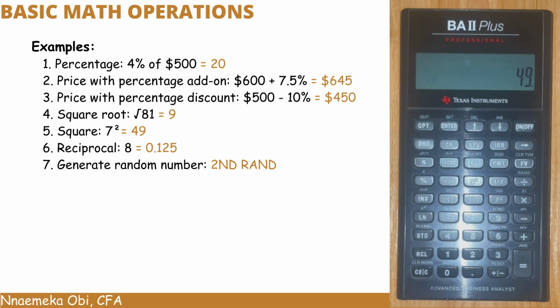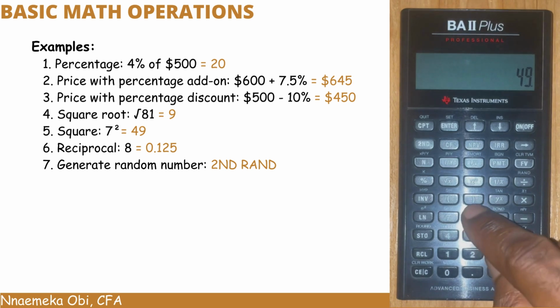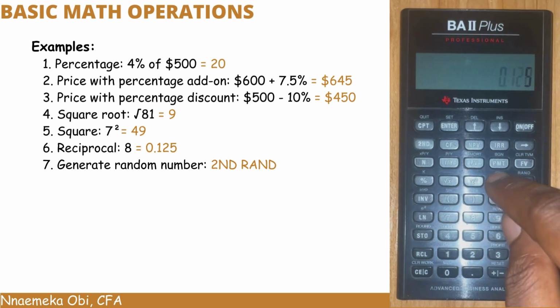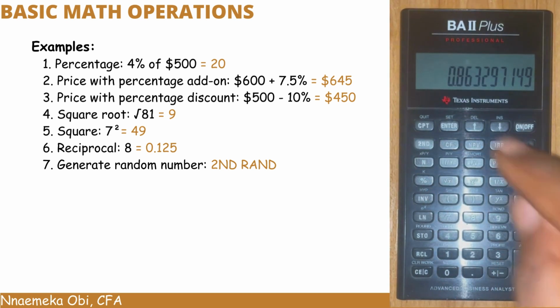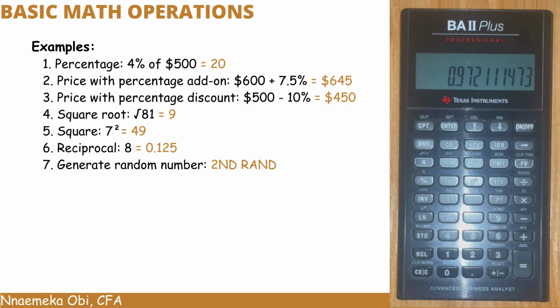We can also use the calculator to get the reciprocal of a number. So the reciprocal of 8, we'll press this. So the reciprocal of 8 is 0.125. Now we can also use the calculator to generate a random number. If you want to generate a random number with the calculator, press second function, you press division. If you keep on pressing second function, division here, you will keep on getting different random numbers.